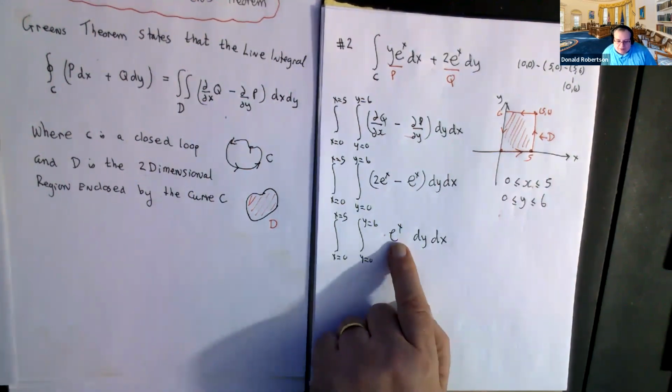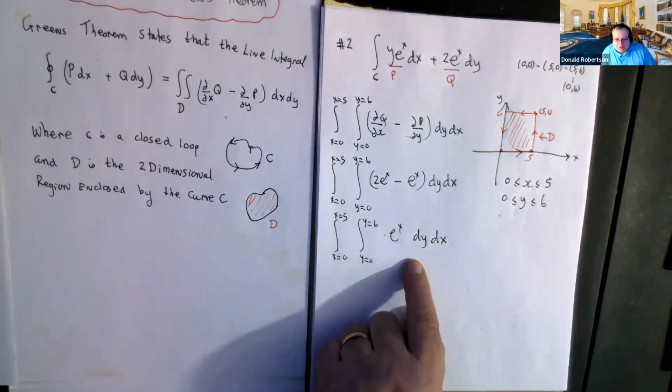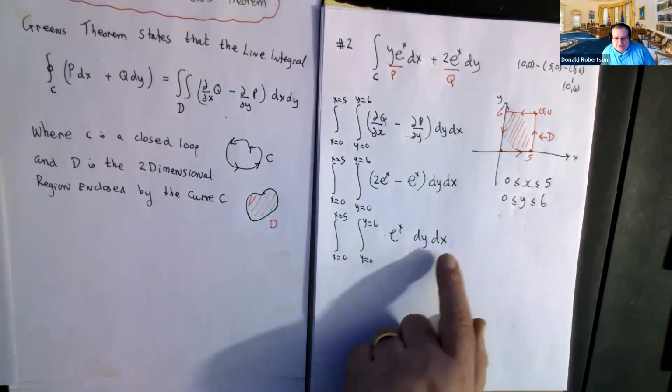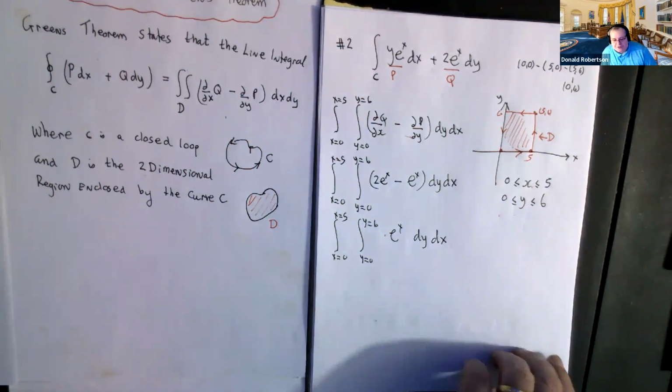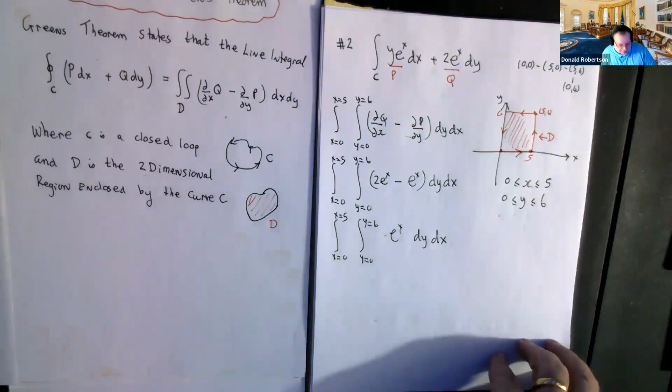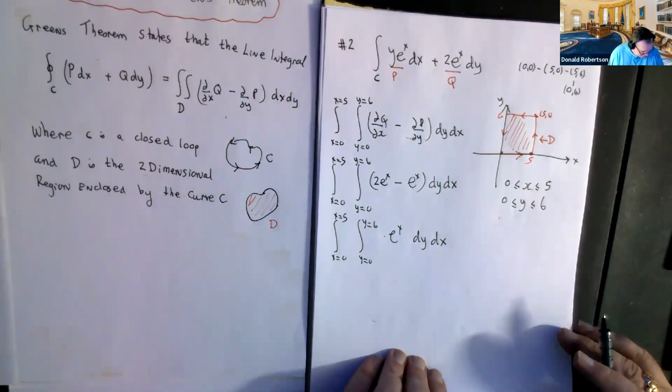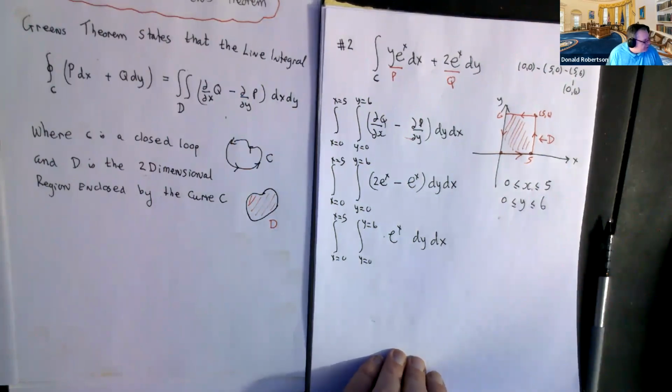Okay, now you integrate that term with respect to y, you just get e to the x y. So I suspect you're just going to get 6e to the x, which you then integrate with x, which will also be 6e to the x, and then you plug in a 5 and a 0, and you are good to go. That question was actually scarily nice.